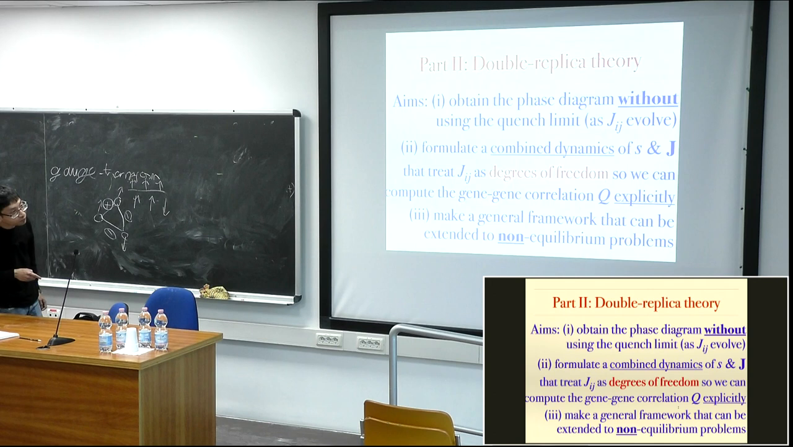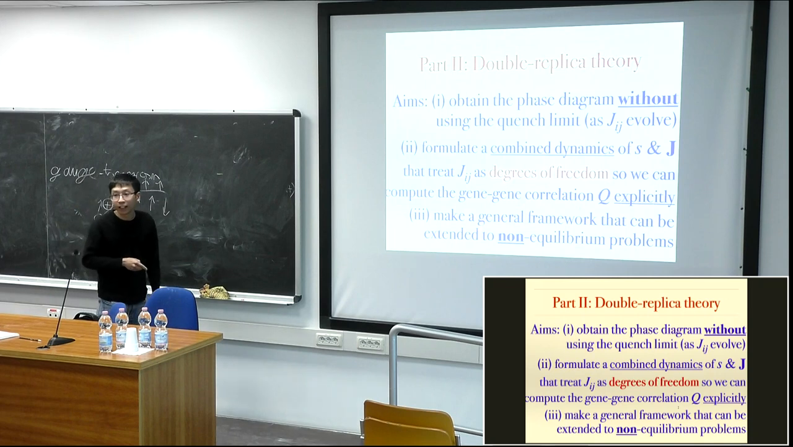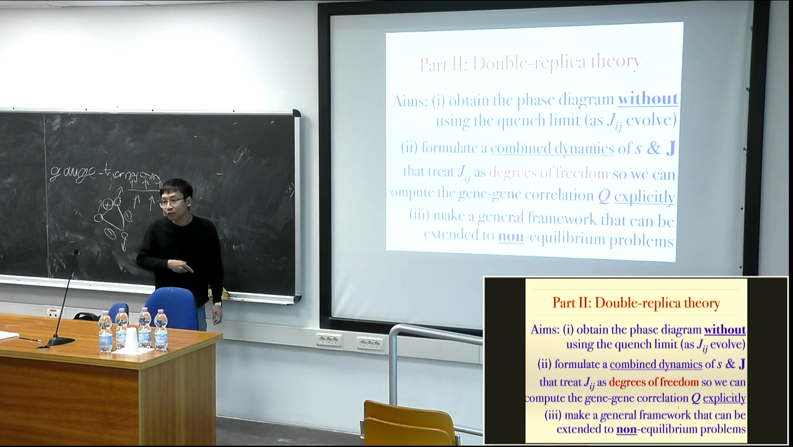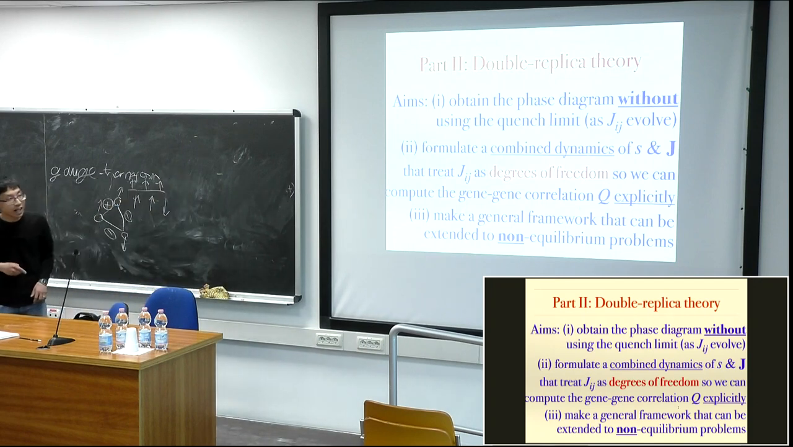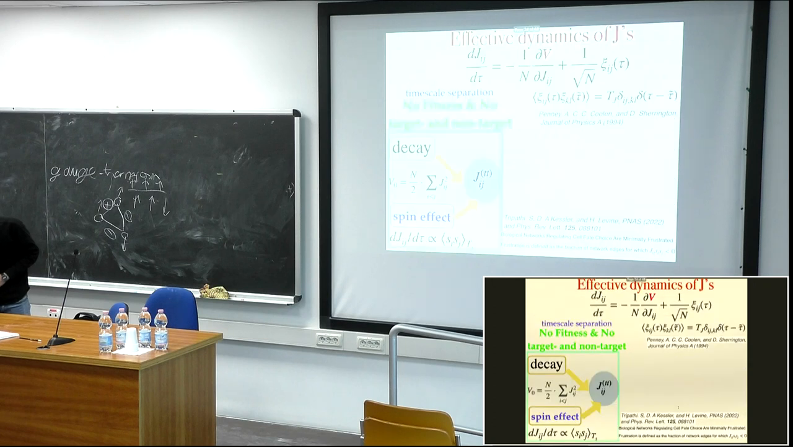And in that combined dynamic, the Jij will become explicitly a degree of freedom. And the last aim is that, hopefully, with this new kind of idea and argument, we can extend to some non-equilibrium system. So this is why we need a new approach. This is for the sake of motivation. Now we go to the detail.